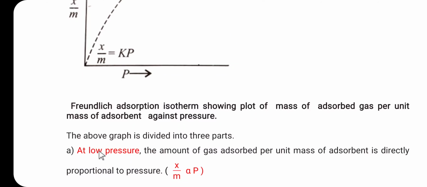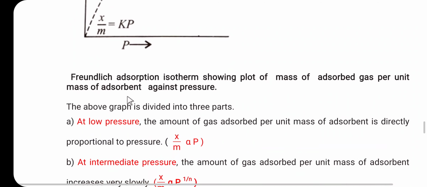At low pressure, the amount of the gas adsorbed per unit mass of the adsorbent is directly proportional to the pressure. So x by m is directly proportional to p, and this can be written as x by m is equal to k into p.